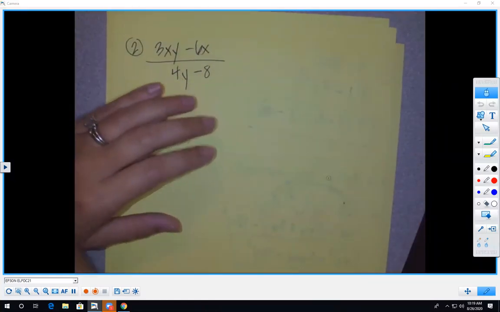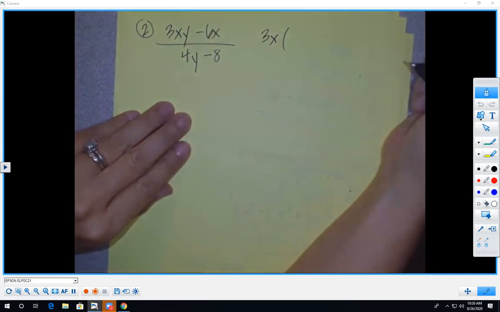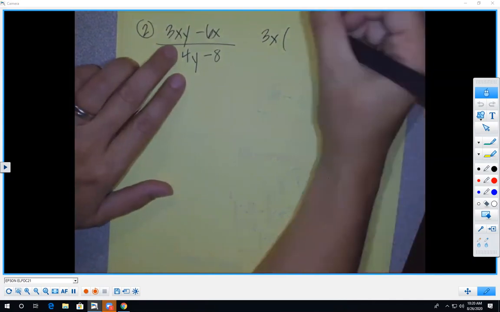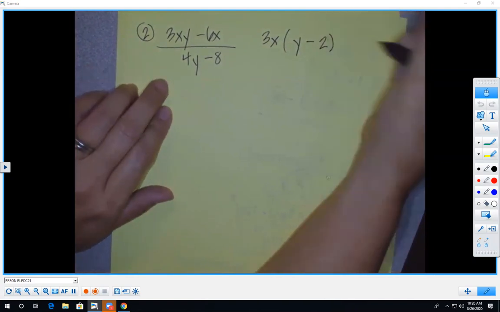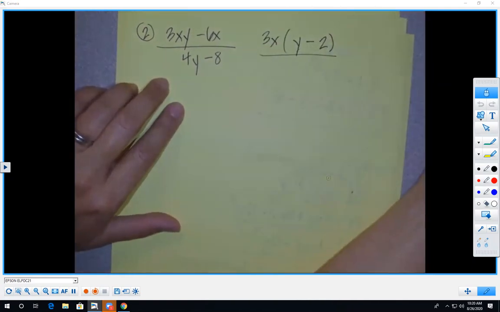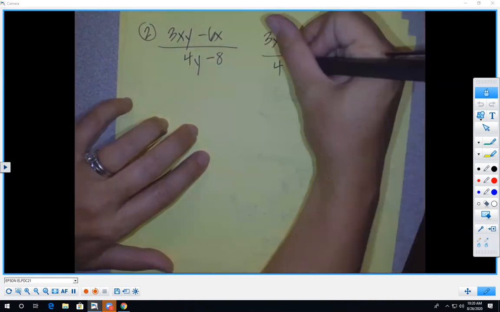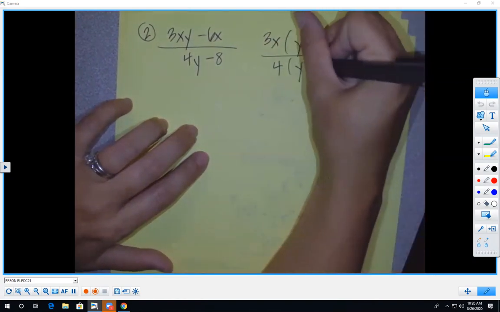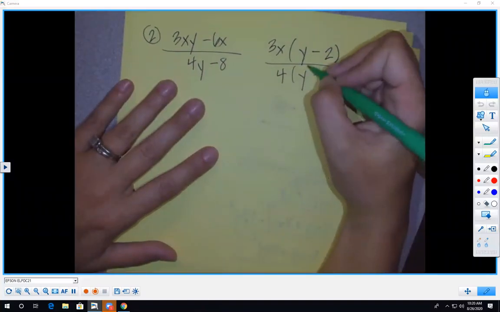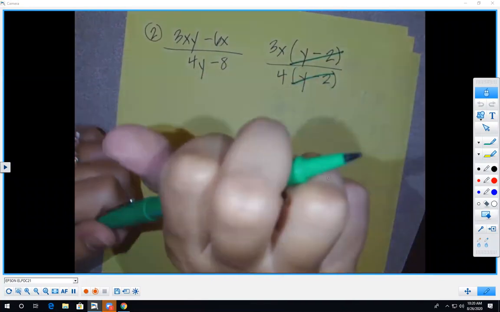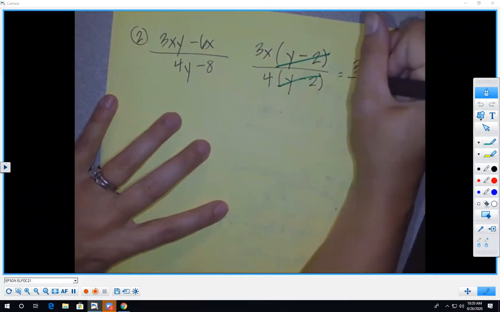Okay, so on top, what's the GCF there? 3x. If I take out a 3x, left over from the first term is y, minus left over from the second term is 2. On bottom, what's the GCF? 4. When I take out a 4, what's left over? y minus 2. So now what's exactly the same on top and on bottom? The y minus 2. You can cancel that part out or divide it out. And your answer would be 3x over 4.